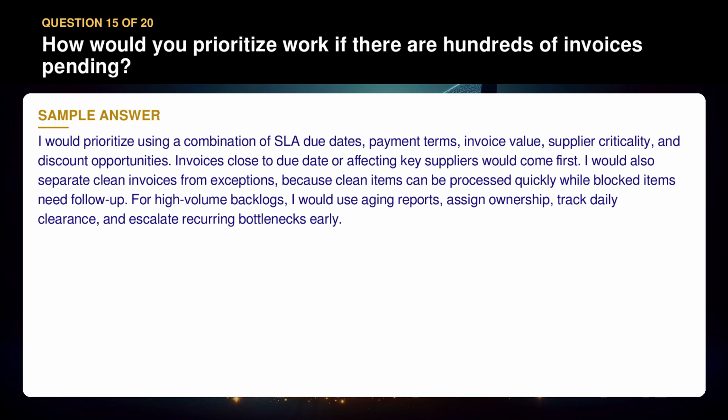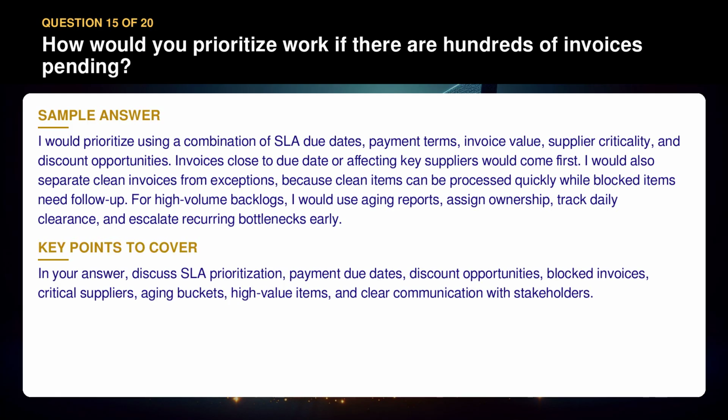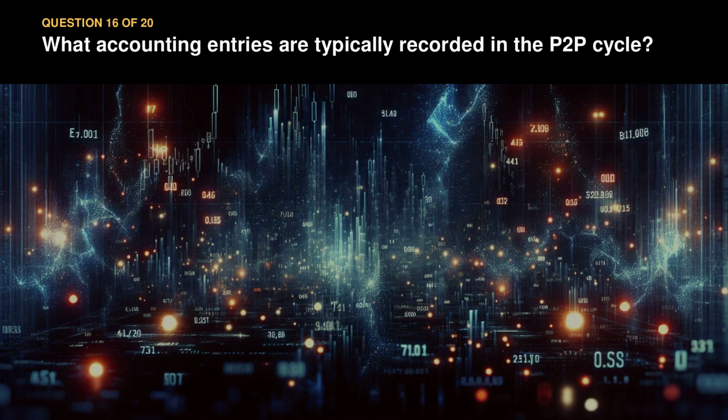I would also separate clean invoices from exceptions, because clean items can be processed quickly, while blocked items need follow-up. For high-volume backlogs, I would use aging reports, assign ownership, track daily clearance, and escalate recurring bottlenecks early. In your answer, discuss SLA prioritization, payment due dates, discount opportunities, blocked invoices, critical suppliers, aging buckets, high-value items, and clear communication with stakeholders.